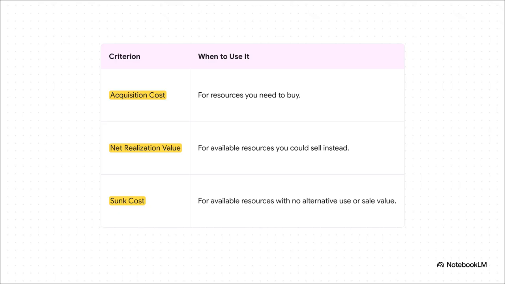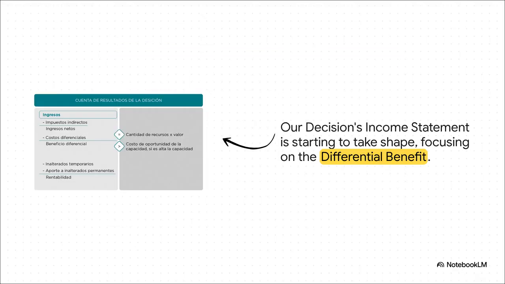It's already spent. And you can see how all this is starting to build a very special kind of income statement, one that's just for this single decision. We've got our net revenue from the deal, and now we can subtract our true differential costs. That leaves us with our first major hurdle, the differential benefit. The first question is, is this number positive? But wait, don't say yes to the deal just yet.